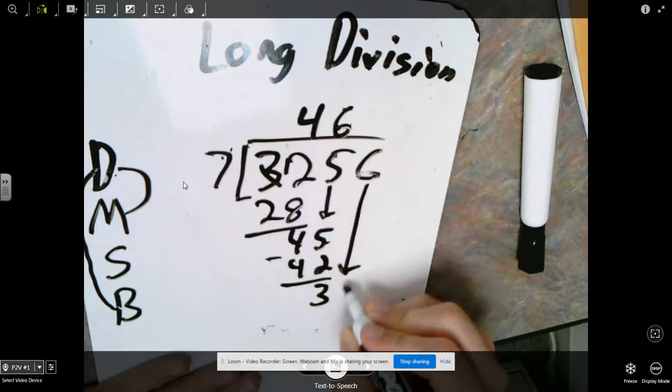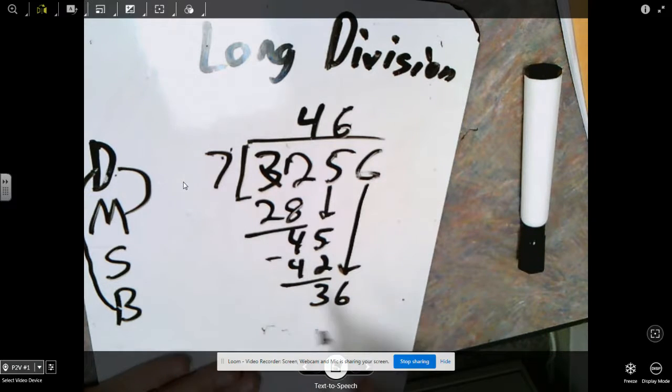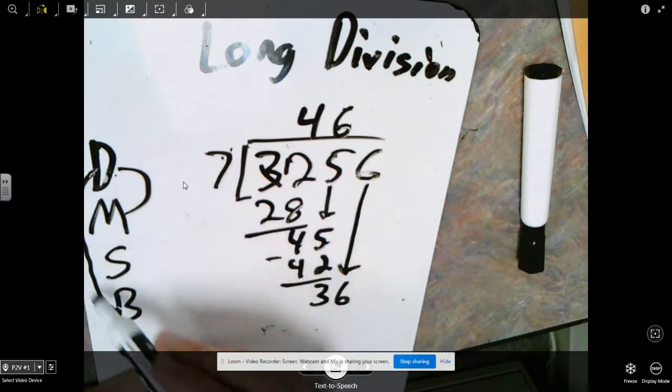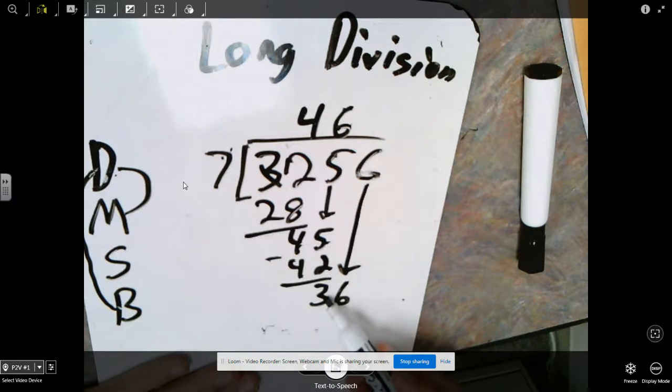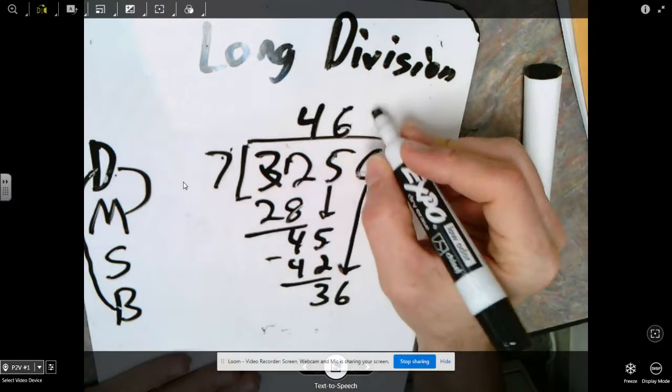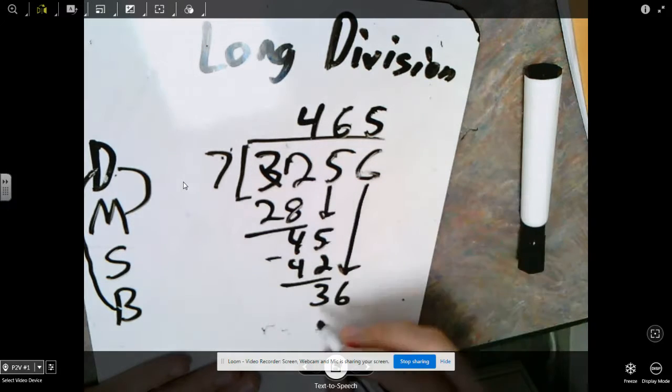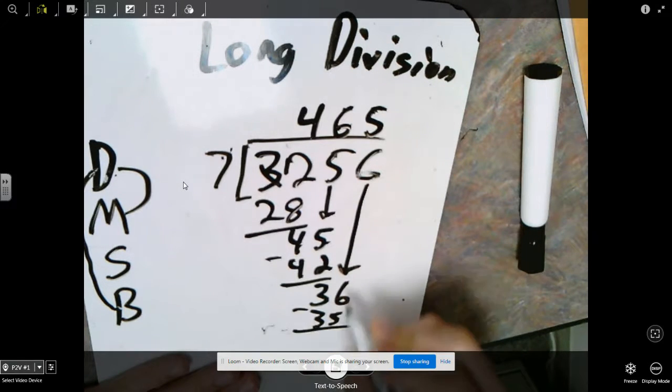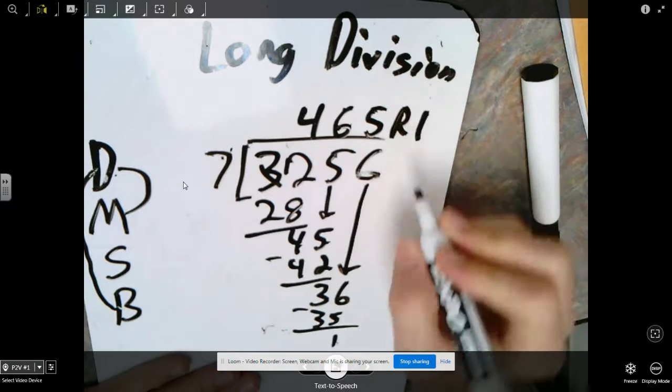And then I bring down that 6. And this is telling me how many 1s I have left. So now I'm going back up to division. I'm dividing the number of 1s I have left on the bottom. How many 7s go out of 36? 5. 7 times 5 is 35. Subtract, bring 1, remainder 1.